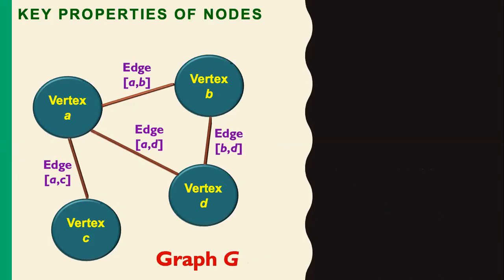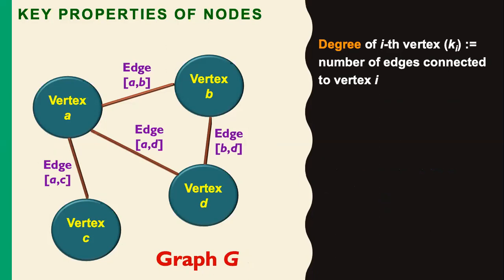So let me give you some key properties of nodes. Let us define the degree of the ith vertex, which is the number of edges connected to vertex i. For example, if we have a vertex A, we know that there are 3 edges connected to vertex A. So the degree of vertex A is 3, the degree of vertex B is 2, the degree of vertex C is 1, and the degree of vertex D is 2. So that's the definition of the degree of the vertex.